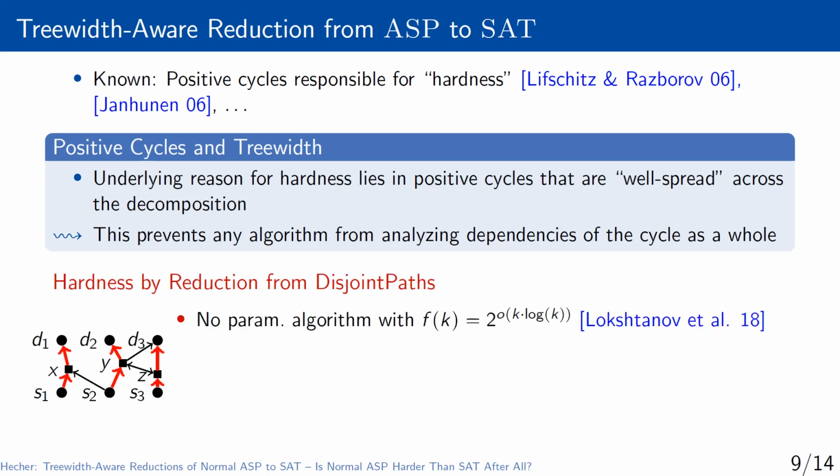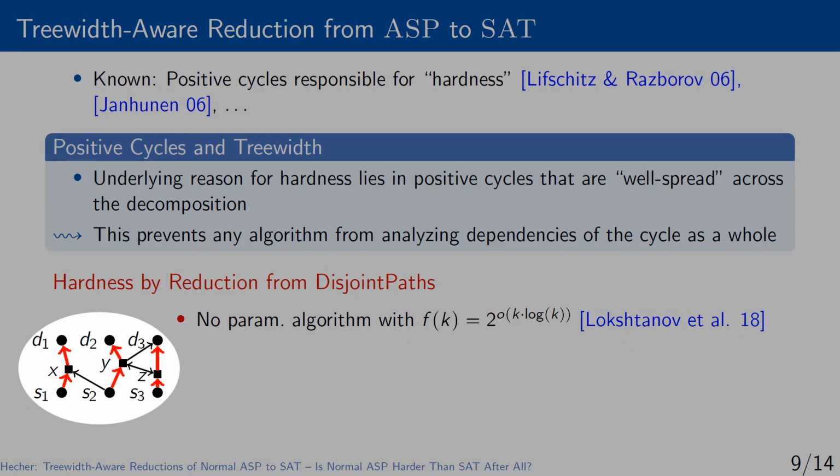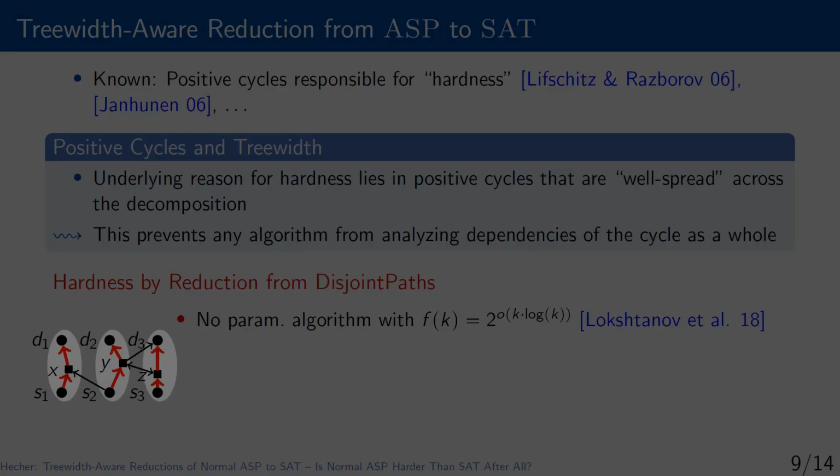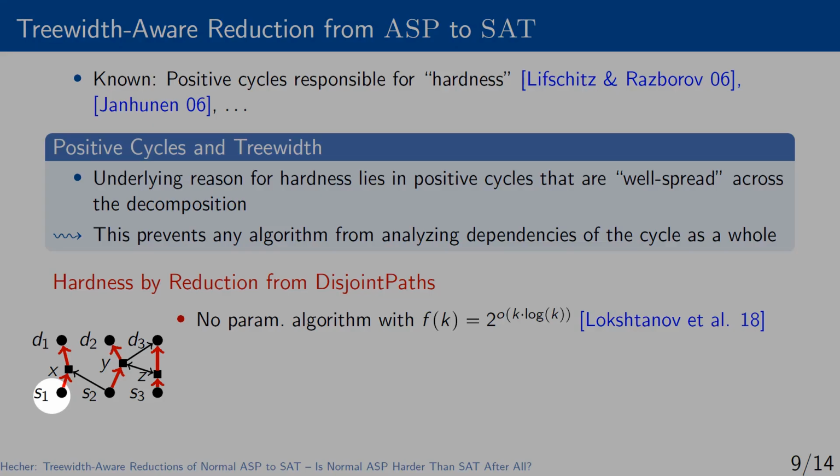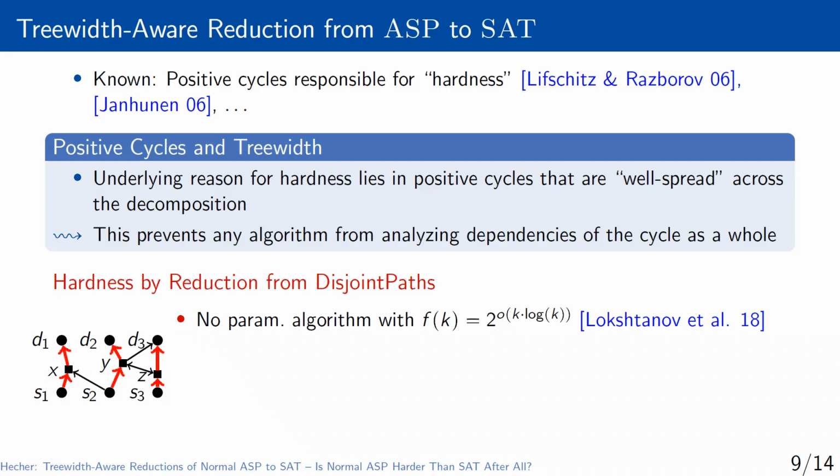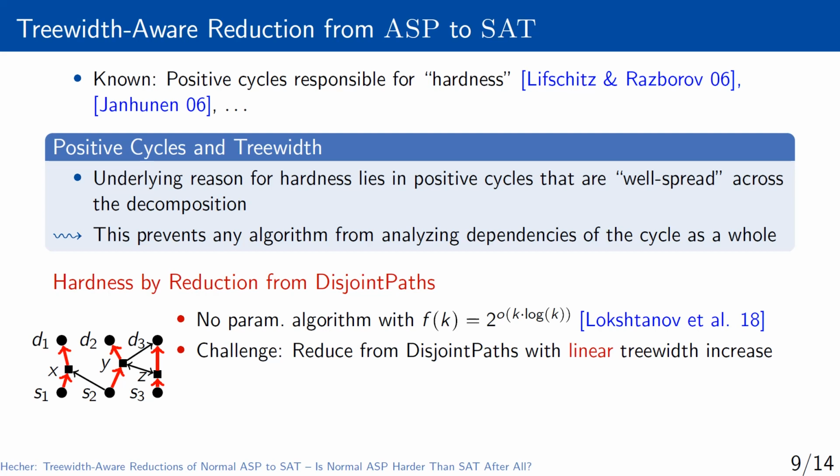Now let's quickly present the idea of the hardness proof. We reduce from the so-called disjoint path problem, which is slightly super exponential in the Treewidth. So what's this disjoint path problem? An instance of disjoint paths is a directed graph where certain vertices are sources and certain vertices are destinations. And our solution to this problem is a set of paths where first of all each source reaches its corresponding destination and the paths have to be disjoint. If you do not have one of these two conditions, the problem is easy. And the challenge now is to actually encode this in ASP, but with only a linear increase of tree width.